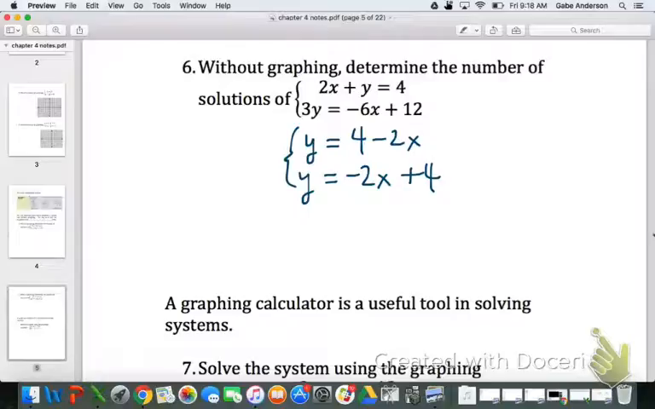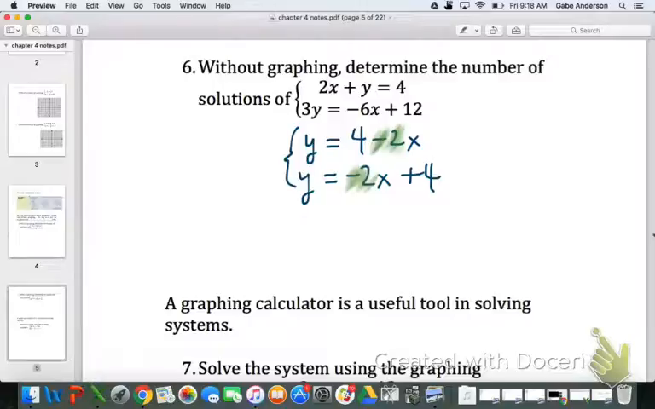Colby, do you agree with what Rocky said with those slope-intercept forms? Okay. So what should be the first thing that we compare to decide how many solutions there are? The slopes. Okay, so the slopes are what? Both of them are -2, right? So the slopes are the same.